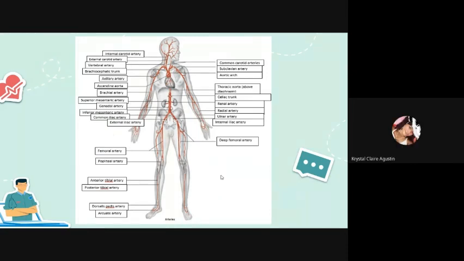Now for number 6, we can see the human arterial system. The human arterial system is composed of arteries, which carry blood away from the heart. Arteries are colored red because they carry oxygen and nutrients away from your heart to your body's tissue. So as we can see on the slide, it has indicated labels for the arteries.